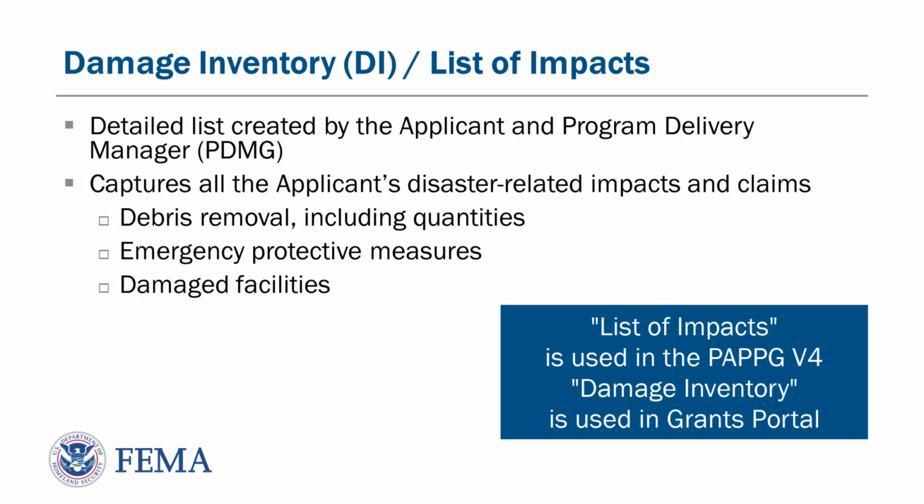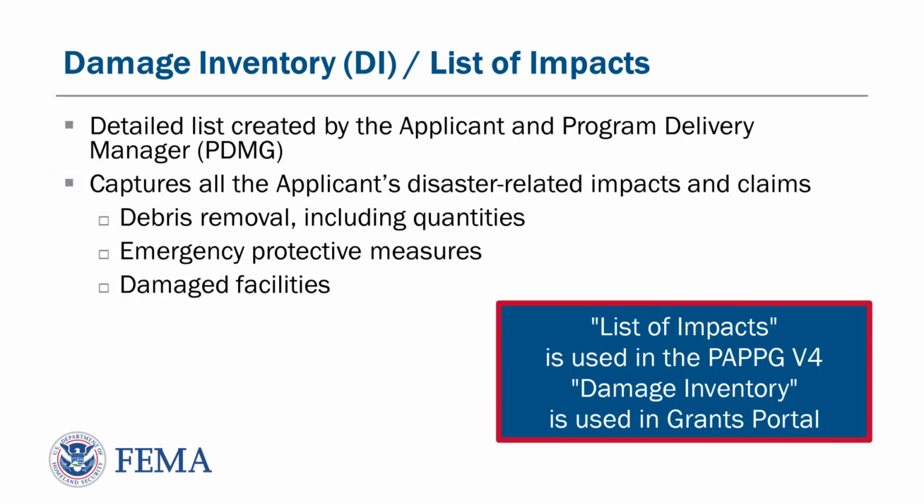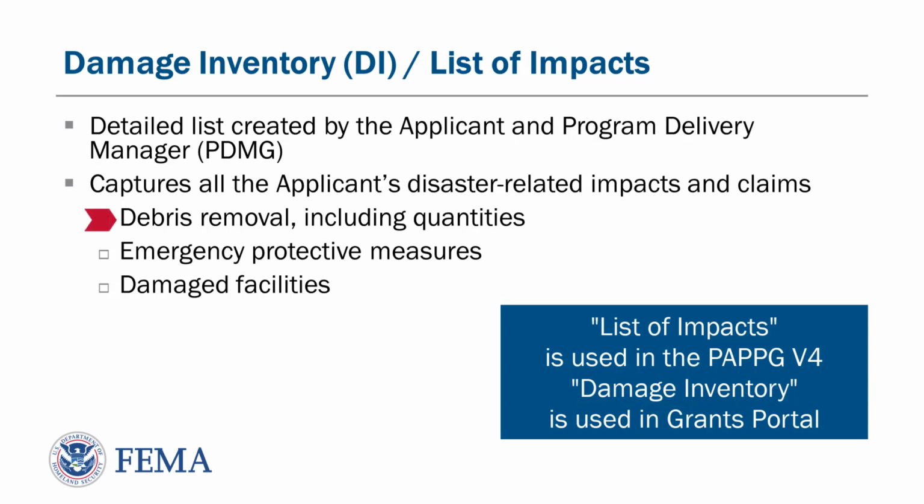The damage inventory is transitioning to being called List of Impacts. So you can look for the List of Impacts information in the Public Assistance Program and Policy Guide, or PAPPG, around page 60. Please know that you'll see damage inventory, or DI, used in Grants Portal. A DI includes all of the debris removal, emergency work activities, and damaged facilities that the applicant is seeking public assistance reimbursement for.